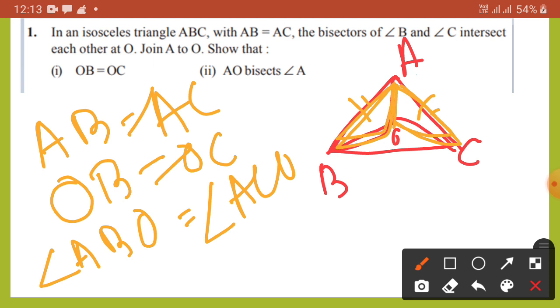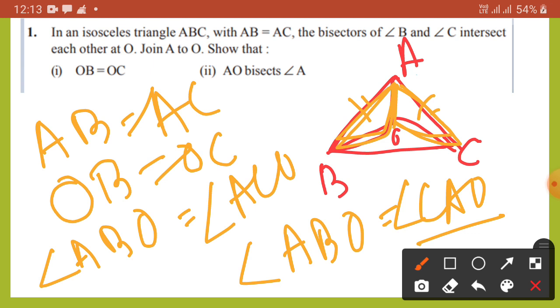So once it is congruent, we can easily write that angle BAO is equal to angle CAO. That means this angle is equal to this angle. So you can write that AO bisects angle A. Okay, easily.